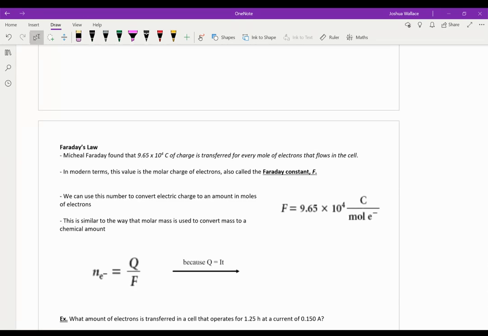So we're looking now at Faraday's law. Michael Faraday found that 9.65 times 10 to the 4 coulombs of charge is transferred for every mole of electrons that flow in the cell. In modern terms, this value is the molar charge of electrons, also called the Faraday constant F, which is found right here. We can use this number to convert electric charge as we calculate here.